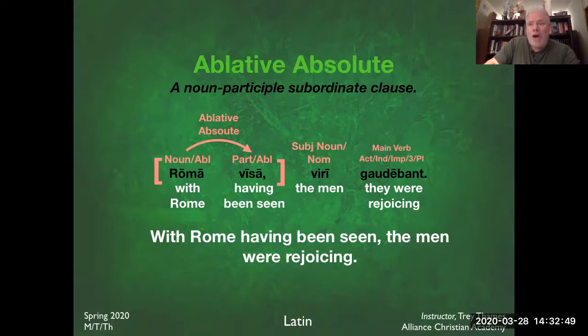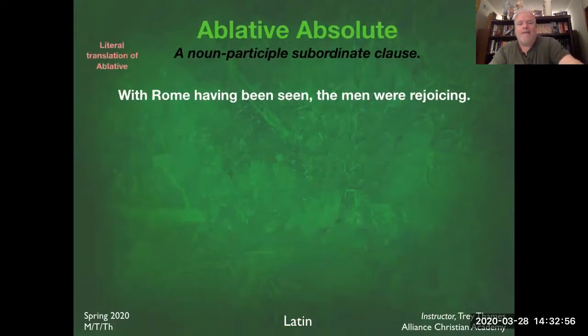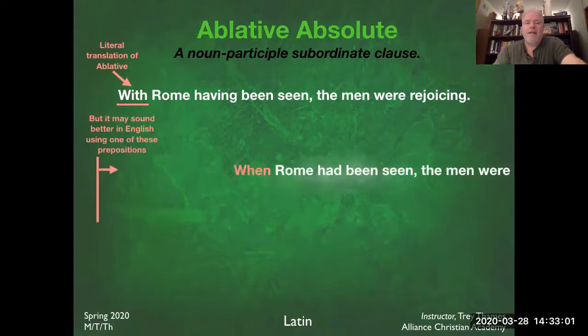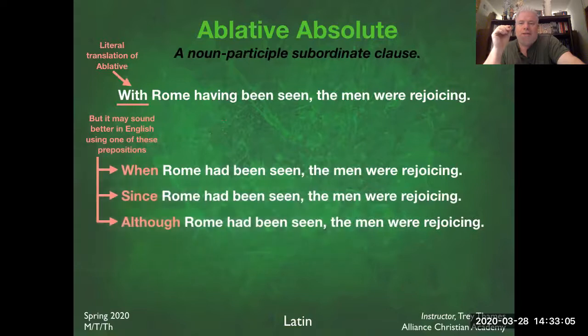Problem is, that sounds really awkward in English, doesn't it? So there are other possibilities of how to translate that. Let's take a look at this. With Rome having been seen, the literal translation there, the men were rejoicing, with Rome having been seen. But usually in English, we're going to substitute the preposition with several other different kinds of prepositions that will make better sense. When, since, and although. There are a couple others which I'll show you in a minute, but when, since, or although are some of the main ones that you will use to substitute for the preposition with.